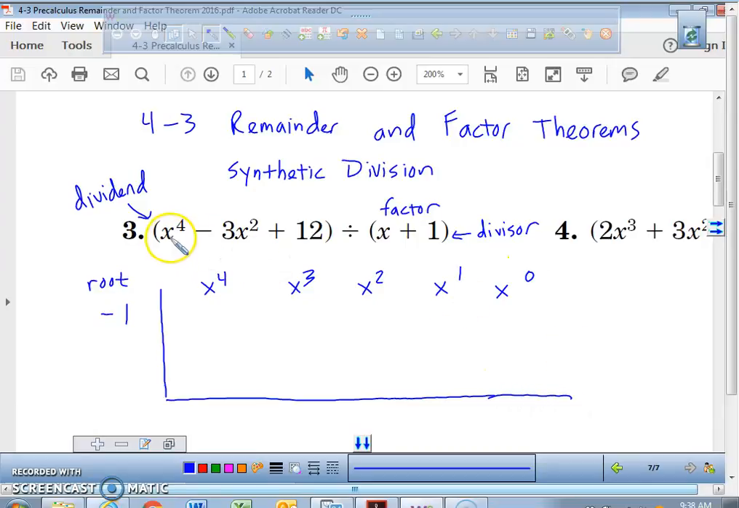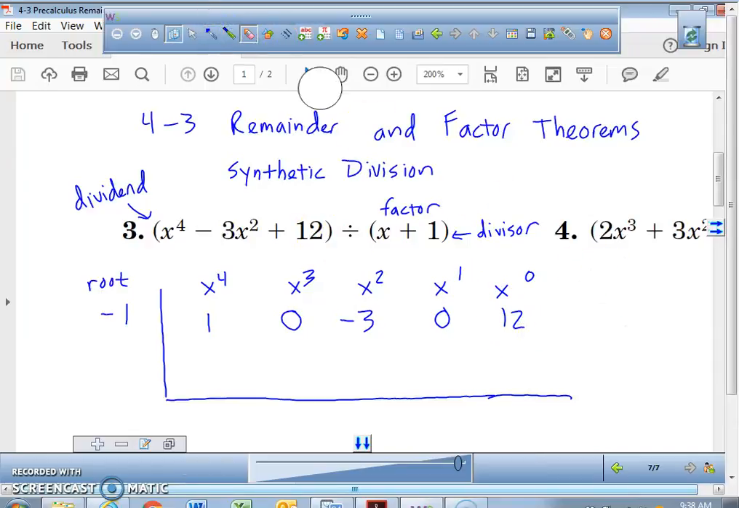As we work our way left to right, how many x to the fourths do we have? 1. Do we have any cubic? No, we have none whatsoever. So no x to the power of 3. How many x squareds do we have? 1. -3. How many x to the firsts do we have? None. And how many x to the zeros do we have? 1. We have 12. How do you find the x to the zero?